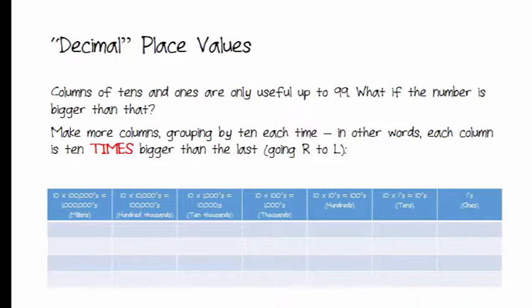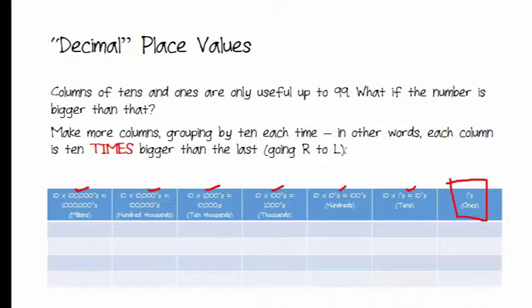Remember, we always start with the right-hand column first, so the ones column is over here, and then we move left as the columns get bigger. The next one is the tens. 10 times ones is equal to tens, 10 times tens for the next one, hundreds, 10 times hundreds for the next one makes 1,000, 10 times 1,000 for the next one makes 10,000, 10 times 10,000 makes 100,000, 10 times 100,000 makes the millions column.